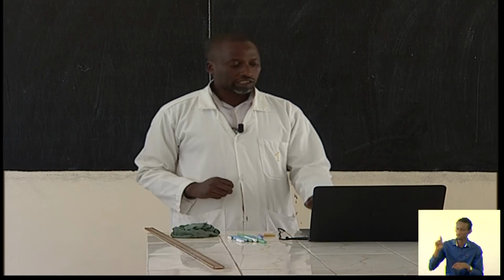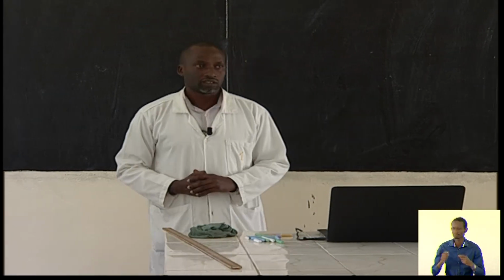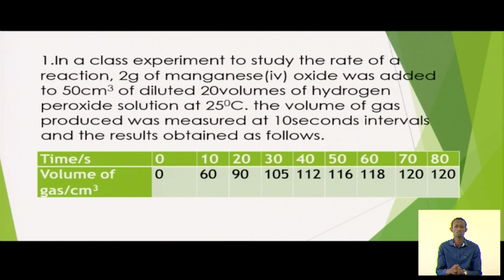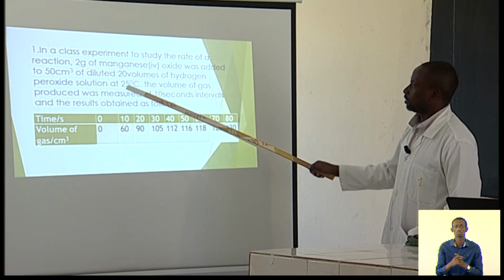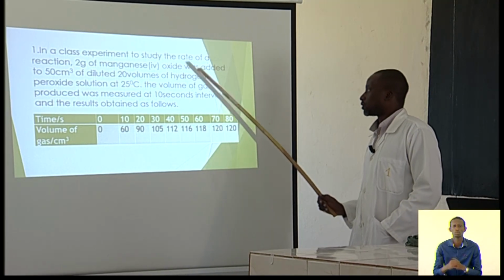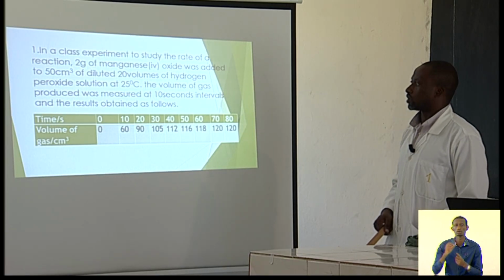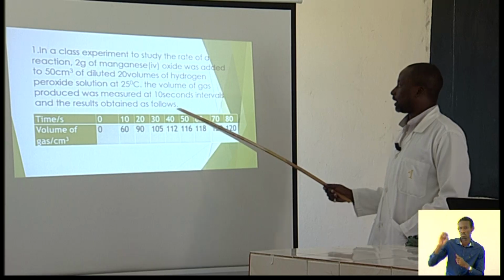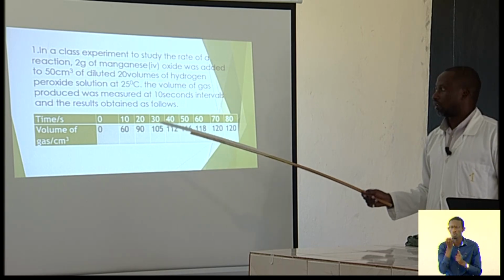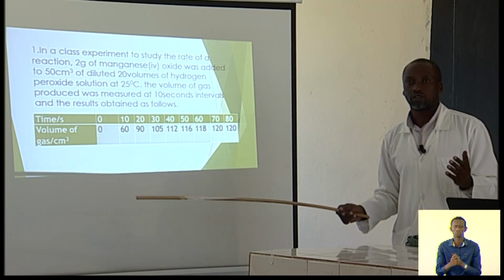So let's go straight to question number 1 that we are going to do together. It says, in a class experiment to study the rate of a reaction, 2 grams of manganese 4 oxide was added to 50 cubic centimeters of diluted 20 volumes of hydrogen peroxide solution at 25 degrees Celsius. The volume of gas produced was measured at 10 seconds intervals, and the results obtained are as follows.